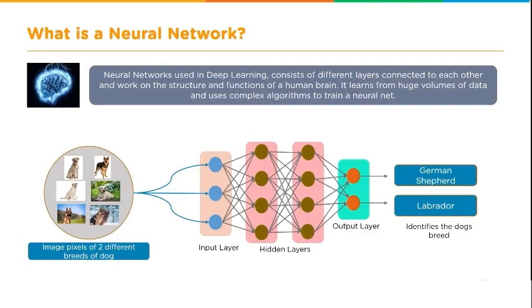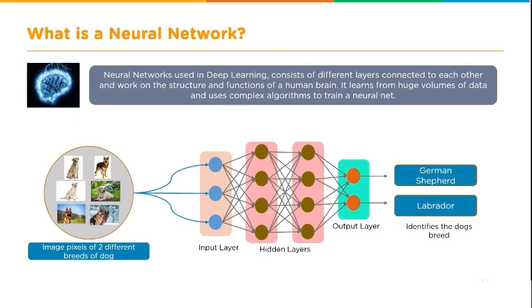So before we dive into the RNN and get into the depths, let's go ahead and talk about what a neural network is. Neural networks used in deep learning consist of different layers connected to each other and work on the structure and functions of a human brain. You're going to see that thread, human brain and human thinking, throughout deep learning.